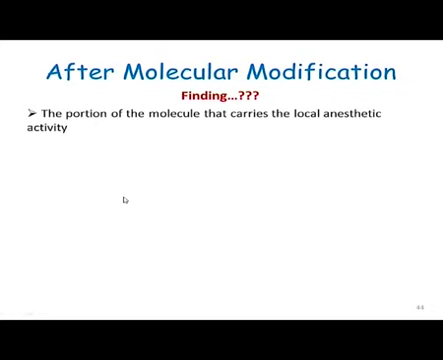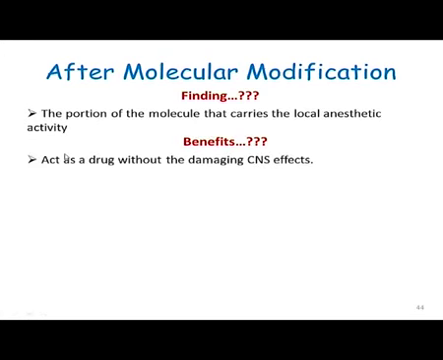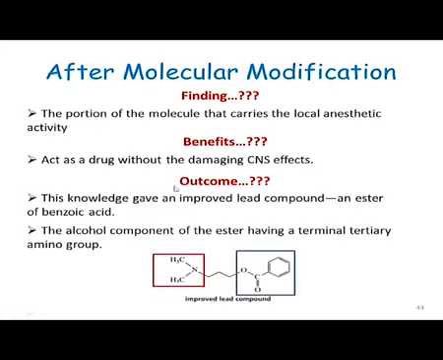Now, what does that leave us with? It leaves the portion of the molecule that carries the local anesthetic activity, which is the pharmacophore, which we also call the modified lead, and that can act as a drug without its damaging central nervous system effects. This people realized. So, when they modified this and got this knowledge, they got an improved lead compound, which is an ester of benzoic acid, which I showed in the previous slide also.